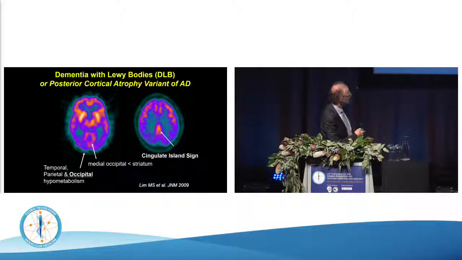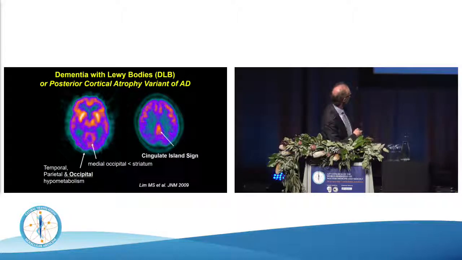So that's a bit contrary to your normal Alzheimer's disease. And involvement, particularly of the medial occipital regions, is also atypical for Alzheimer's disease. So if you get this picture, it looks like Alzheimer's, but the occipital lobe's also involved and the posterior cingulate is preserved, then you can be fairly sure you're dealing with dementia with Lewy bodies.